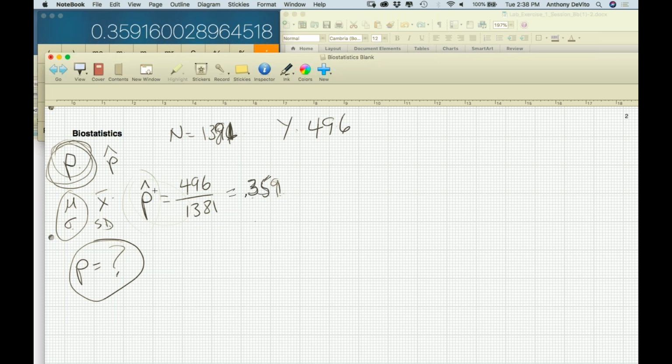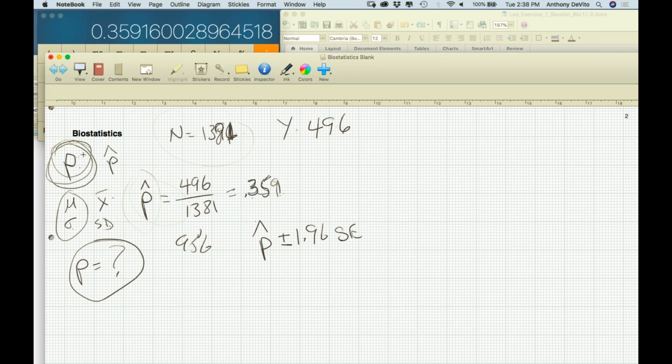Okay, so we're going to do the same thing. In order to solve this, we're going to say P cap plus or minus 1.96 for a 95% confidence interval. And I'm going to multiply that times the standard error. The standard error of repeated samples of size 1,381 from this population. Now, do I know what that standard deviation for this population is going to be? No, I'm never going to know it.